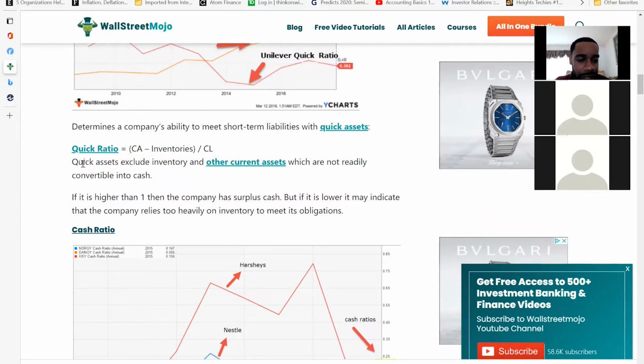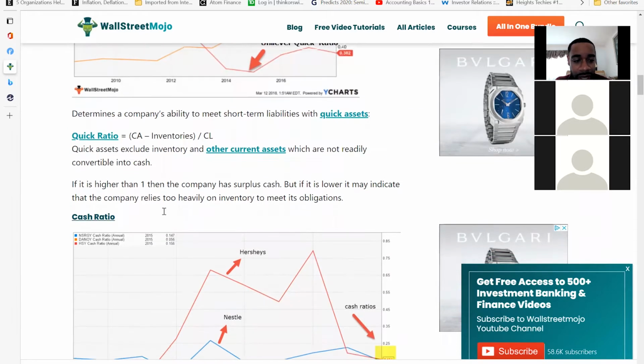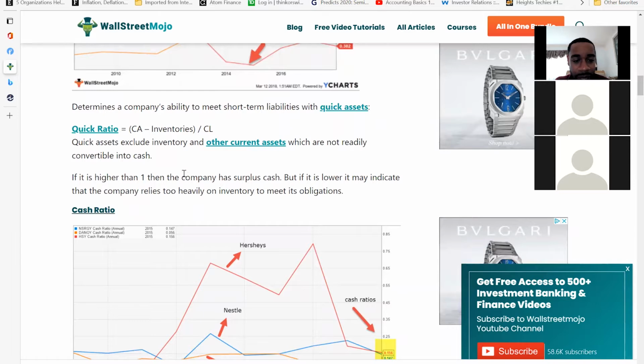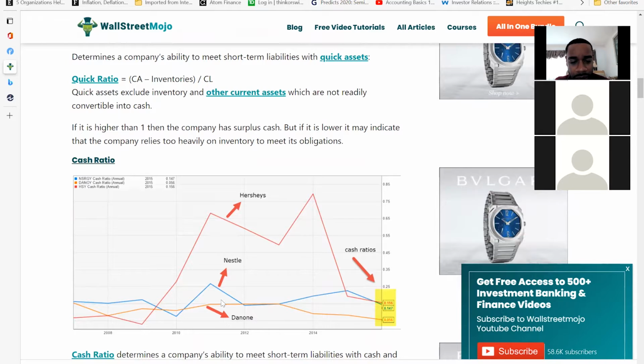Yeah, so they actually say it right here. Quick assets exclude inventory and other current assets which are not readily convertible into cash. So once again, if it's higher than 1, then the company has surplus cash. But if it's lower than 1, that means the company relies heavily on inventory to meet its obligations. Some good examples are Nestle and Hershey. These are the kind of companies that have tons of inventory.